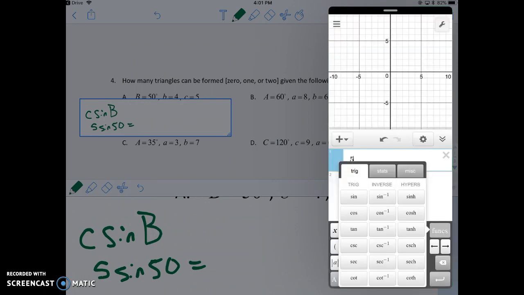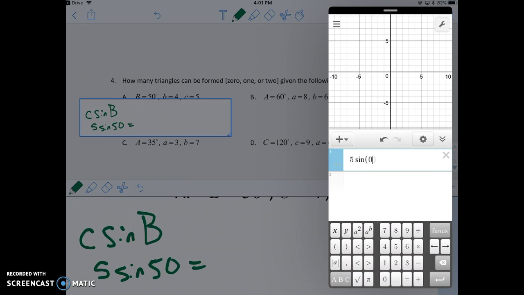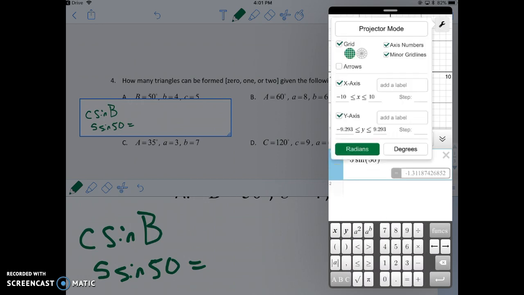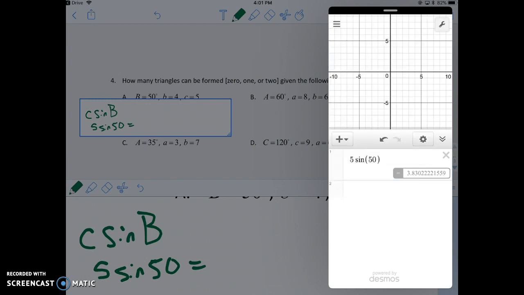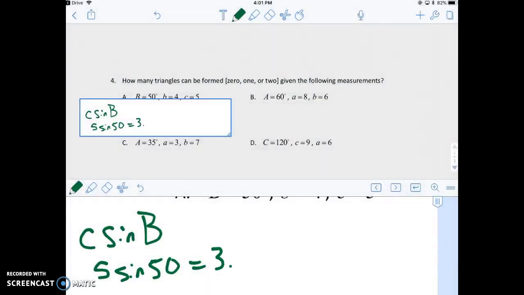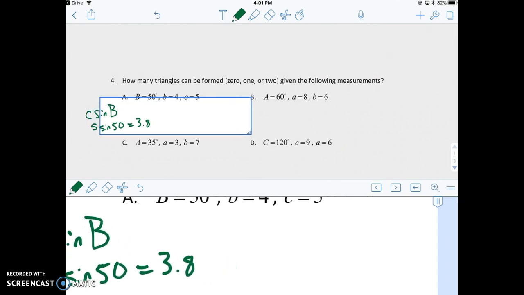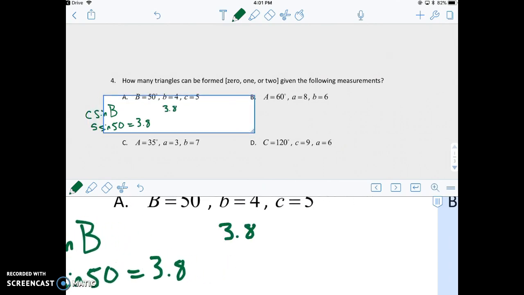And Desmos will tell us, making sure we're in degrees mode, that this is 3.8. Right, so this is 3.8. If this value is less than side B, so 3.8 is less than B, then there are 2 triangles. If 3.8 was greater than B, then it would be 0 triangles. The reason for this is that number we just found is the minimum possible height for side B. If it was smaller, you couldn't possibly create a triangle. This is going back to some of the notes we took in section 6.1.